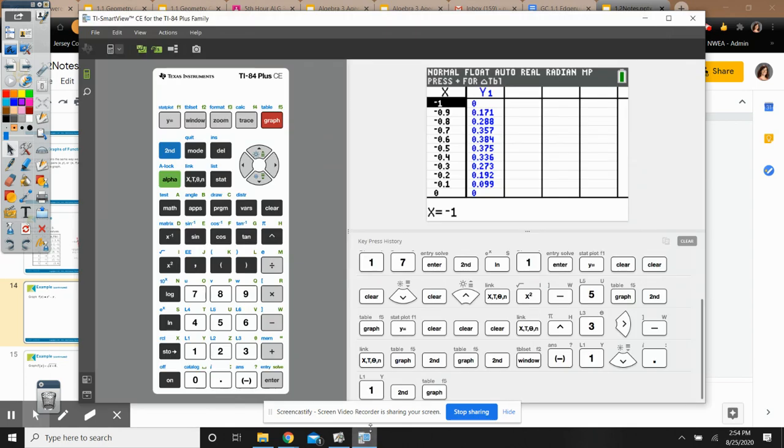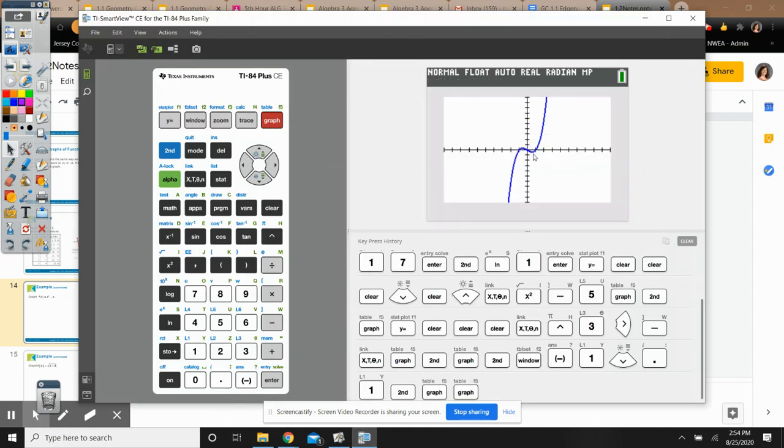Because I'm going to go back to that. Sorry. You can tell it does go up and down a little bit in there.